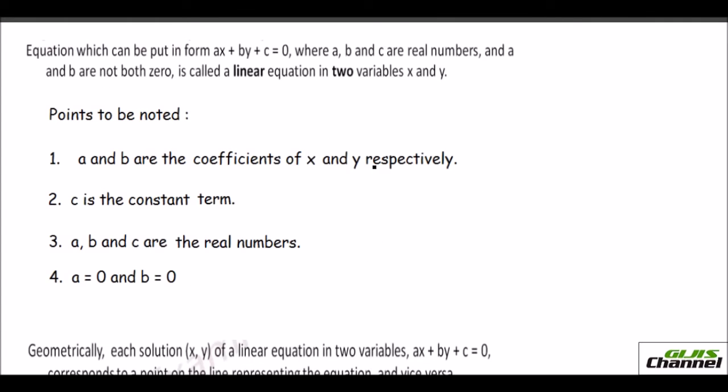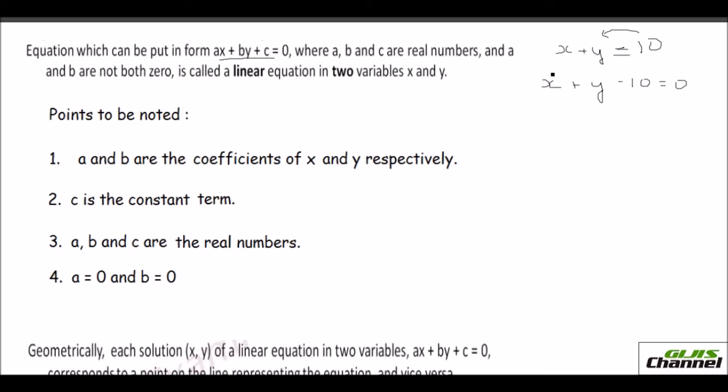I would like to summarize a few things. Equations which can be put in the form of ax plus by plus c equals 0, where a, b, c are real numbers and a and b are not both 0, are called linear equations in two variables. So I've just given you the definition of a linear equation here, the general form of a linear equation. We wrote x plus y equals 10. Just bring the constant term to your left side, so you would have x plus y minus 10 equals 0, right? So this is the general form of a linear equation.